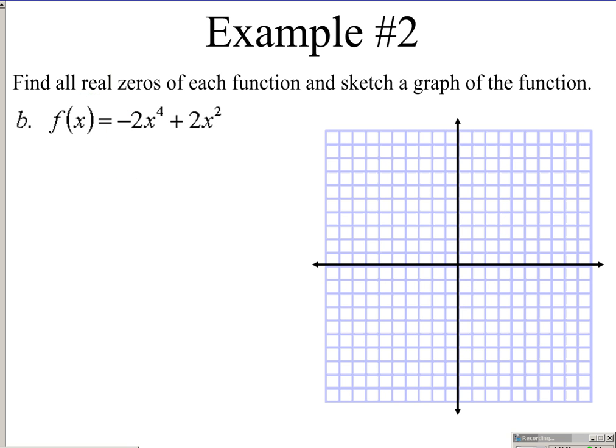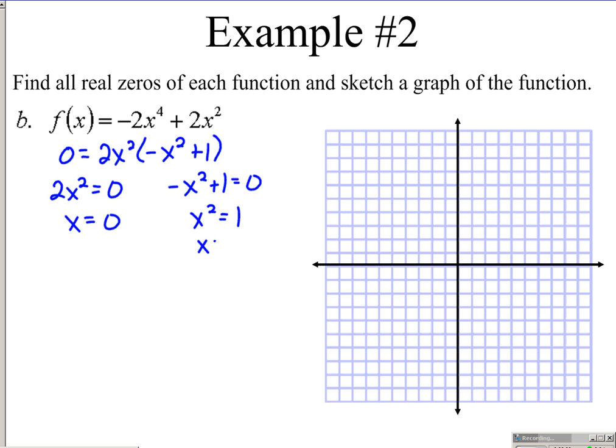Letter B. Again, put 0 in for y. Real zeros are the same as x-intercepts. We can pull out, in this case, an x squared as well as a 2. So let's pull out 2x squared. That's going to leave us with negative x squared plus 1. Set each factor equal to 0. We get 0 and plus or minus 1. Those are our two solutions.